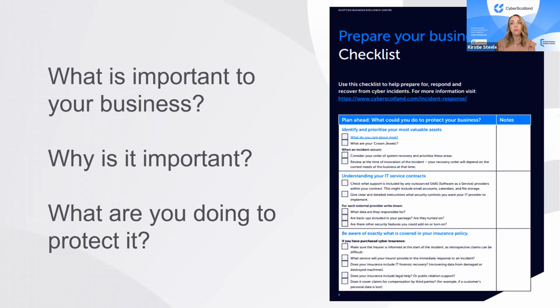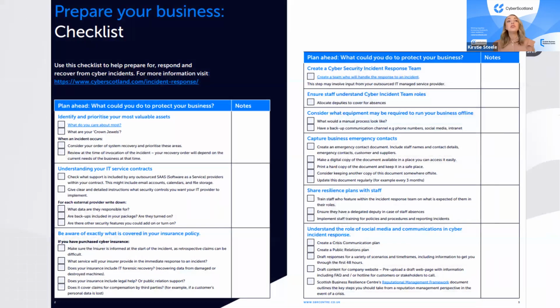So I'll have a look at this one a little bit in more detail here. You can see everything is listed on the side, and there are little check boxes so that you can go through and mark them when you've completed them. Then there's a section on the right-hand side so that you can add in your own notes or comments, because some of these steps might take a little bit of time for you to complete. One of the points here says to identify and prioritize your most valuable assets. This is getting you to think about what's important for your business, why is it important, how are you going to protect it, and what have you currently got in place to do that?